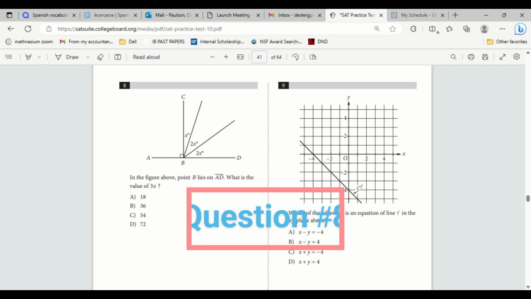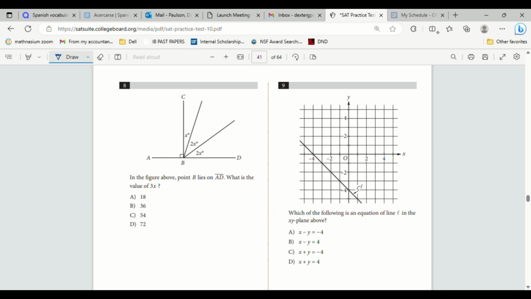Number 8, in the graph figure above, point B lies on the line AD. What is the value of 3x? Well, since we know that this angle is a right angle, it's 90 degrees. And because it's on a line, this other side must also be 90 degrees because they are supplementary angles. So it's 90 plus 90 to get the 180 degrees in a supplementary angle.